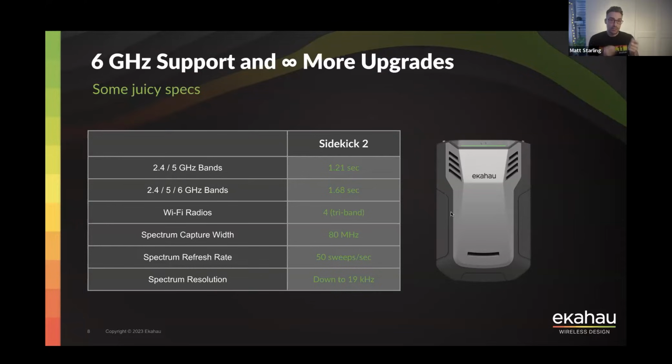So if you're trying to look for a really narrowband interferer that's causing you some problems in your wireless network, as you do your walk, you're going to be able to see that with the Sidekick 2 from looking at the spectrum analyzer.